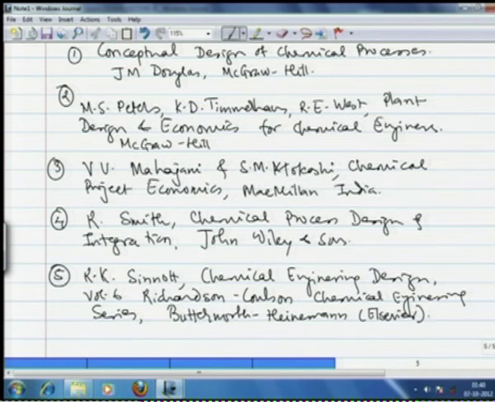Okay. So, these 5 books I shall be mostly referring to while teaching various modules of this course. So, I hope you will enjoy this course, because as I said in the beginning, this is a sort of pinnacle of the chemical engineering curriculum where you will learn applications of various principles that you have learned in all other NPTEL courses for designing a chemical process, then converting that process into a project, and finally evaluating the economics of this project.